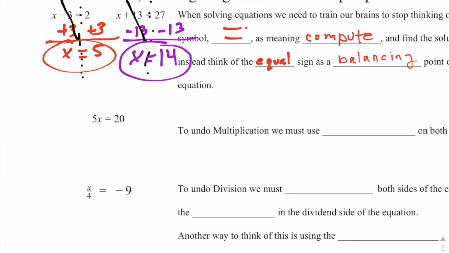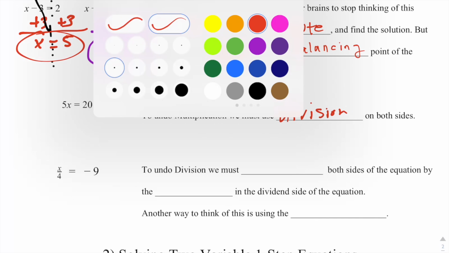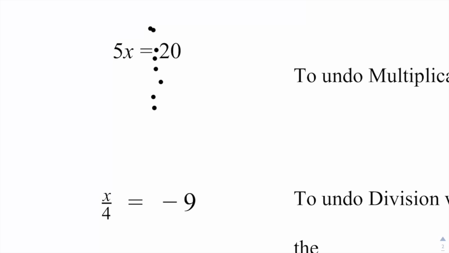Now, moving down over here. To undo multiplication, we must use division on both sides. Again, I want to draw my balance point. I have 5 times x, and to undo that, I have to divide by 5. Because I'm balanced, whatever I do to one side, I have to do to the other, so I have to divide this number by 5. The 5's on this side cancel out, and I'm left with only x on this side.